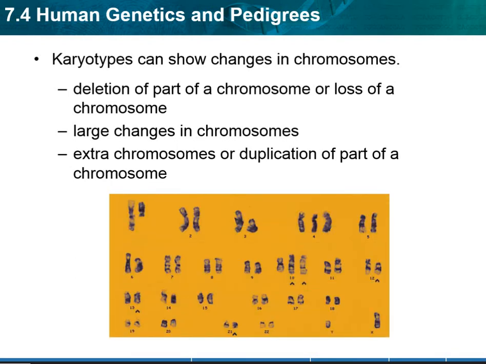So right in this one, you can see that there are several chromosomes with different errors. So that would be a karyotype right there that you would be able to see. So we will be doing a karyotype lab in class.